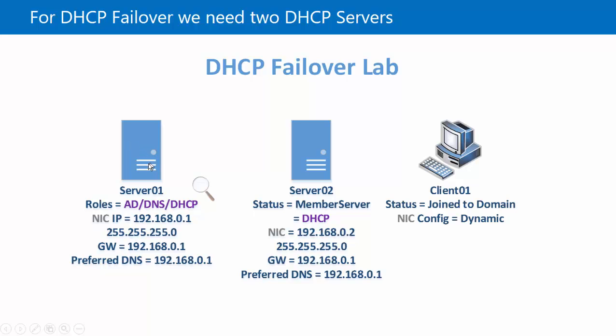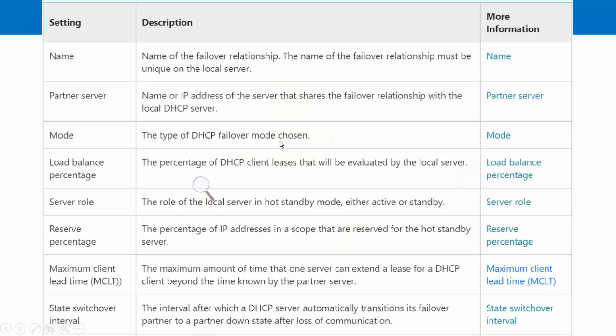DHCP failover lab. So let's just get going with that. Name of the failover relation. So there are some terminologies here: name, partner server, of course. Those are the DHCP failover terminologies and what we can understand from them.